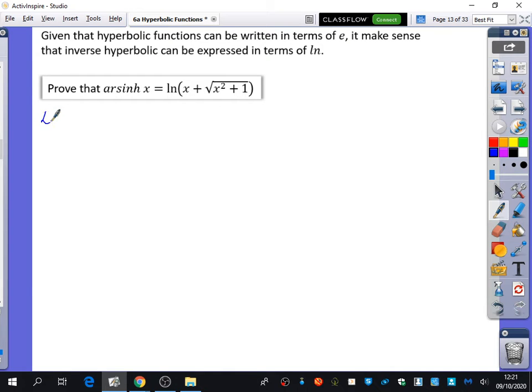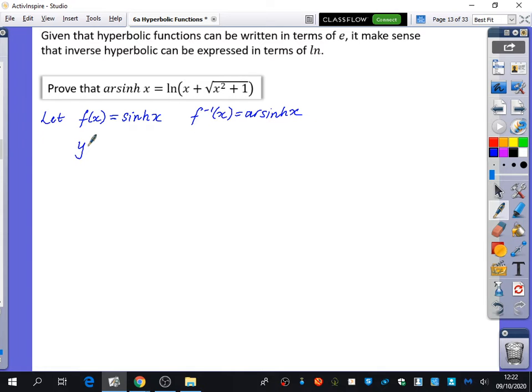Okay, so I'm going to start off, and you can do inverses in lots of ways. You might see it different in a mark scheme, but I'm going to do it in this way because it just is going to link into the way we've done inverse functions from chapter 2 of pure. So I'm going to let f of x equal sinh x, which means that the inverse function will be arsinh x. Okay?